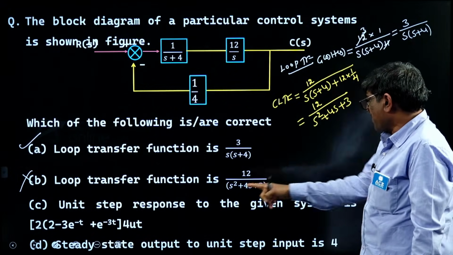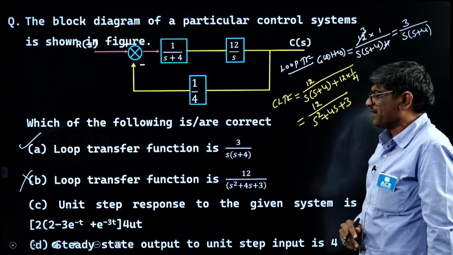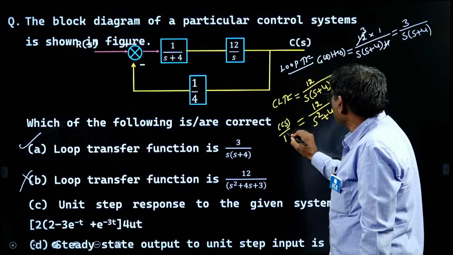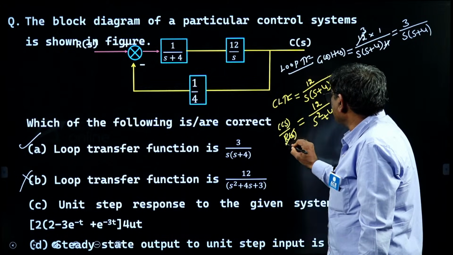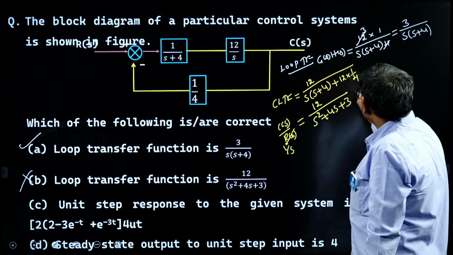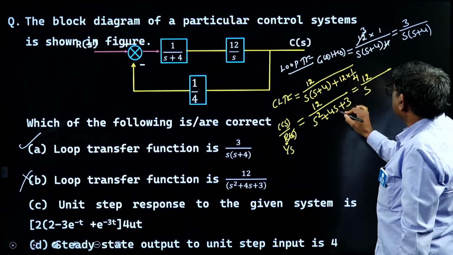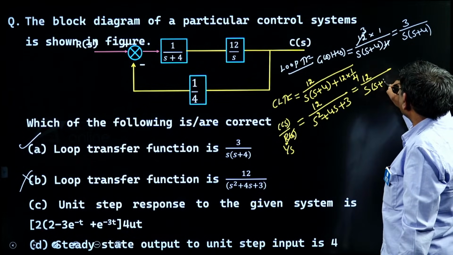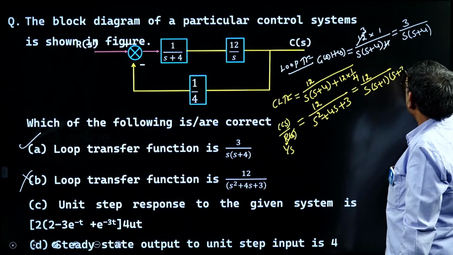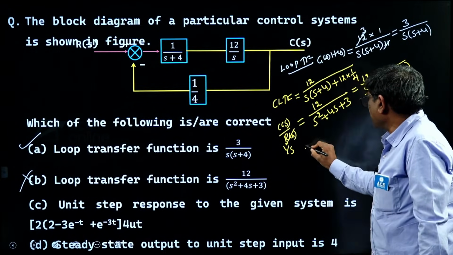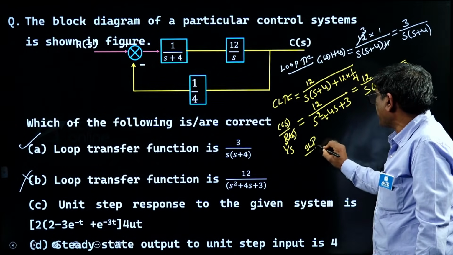Now what do you have to find? You have to check the unit step response, C of s by R of s. R of s is 1 by s. So you can write 12 divided by s into s plus 1 into s plus 3. Find the ILT, inverse Laplace transform.